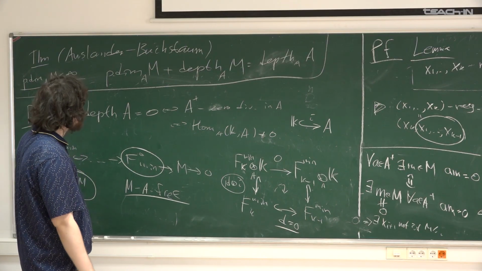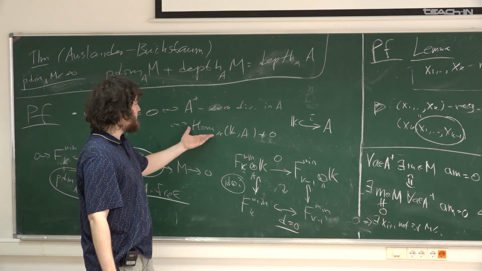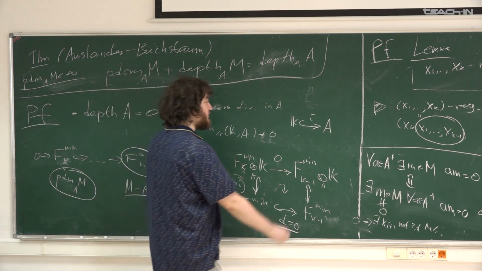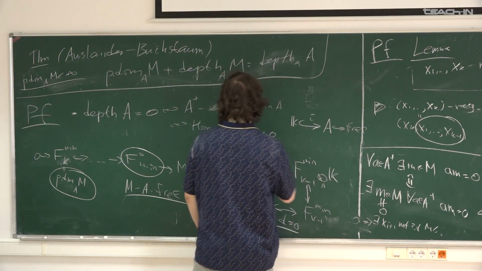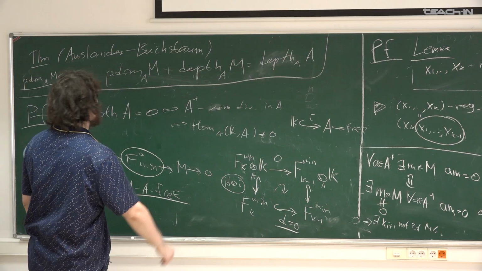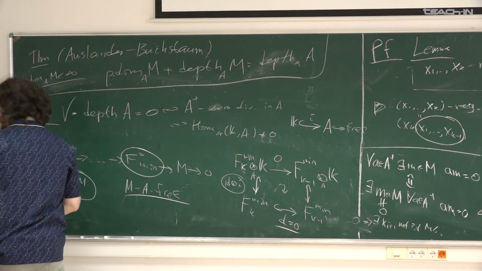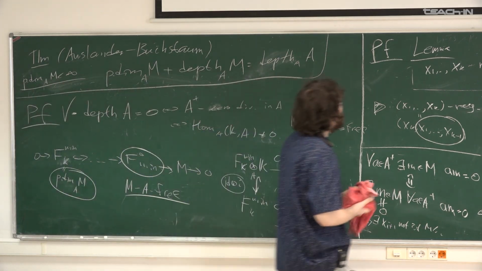Projective dimension is 0. And also depth is 0, because if we know that we have a non-zero map from K to A, then of course we also have a non-zero map to free modules. And so this Hom is non-zero for M, and so the depth of M is also 0. So we check this case, the zero depth case. Okay.